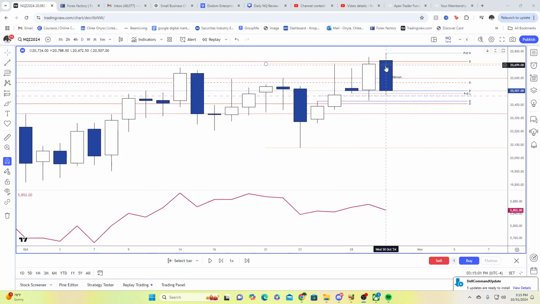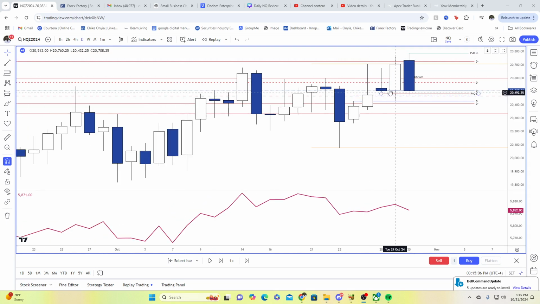So what do we have on the daily candle? All right, so daily candle, we moved higher. We took out the previous day's high, right? And then we came down and we failed to take out the previous day low.